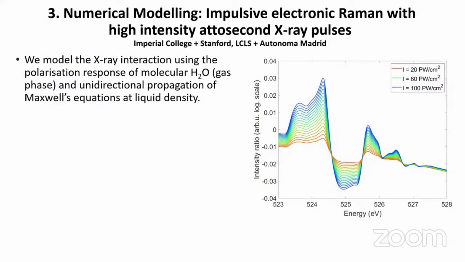The initial calculations were done in molecular water, but in the gas phase, so not with the corrections for being in liquid phase, but at the density of the liquid phase. And so what she predicts is this behavior over the same intensity range that we measured. And there's actually two features, or even three features, that come up in that case.